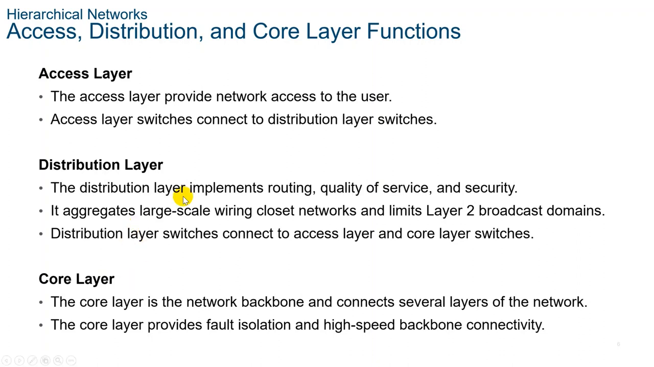If these three layers are present in your design, then you have a three-tiered layer design. If you only have two layers because you combined the distribution and core layer since it is just a small business, then you have a two-tiered design with the combination of distribution and core layer, and the access layer.